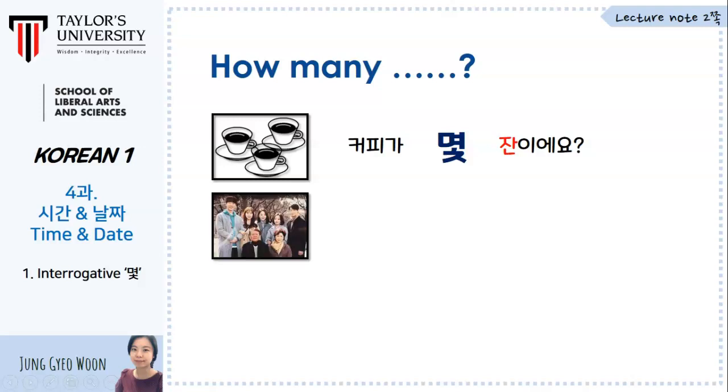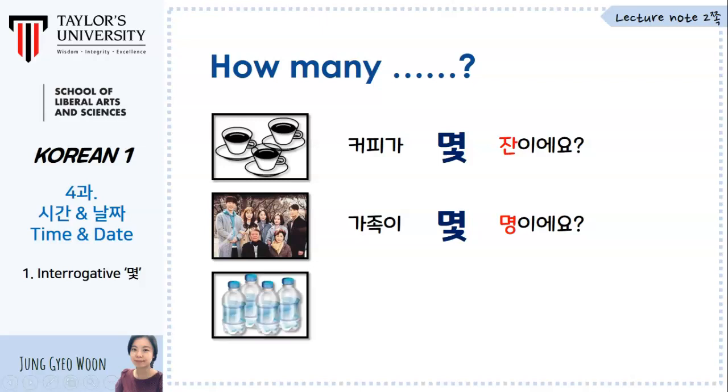Let's count the family members. Family is 가족. So the question will be 가족이 몇 명이에요? 여러분 같이 읽으세요. Read together. 가족이 몇 명이에요? Now 여러분, if you count how many of them, 하나, 둘, 셋, 넷, 다섯, 여섯, 일곱, seven. Then the answer will be 일곱 명이에요.